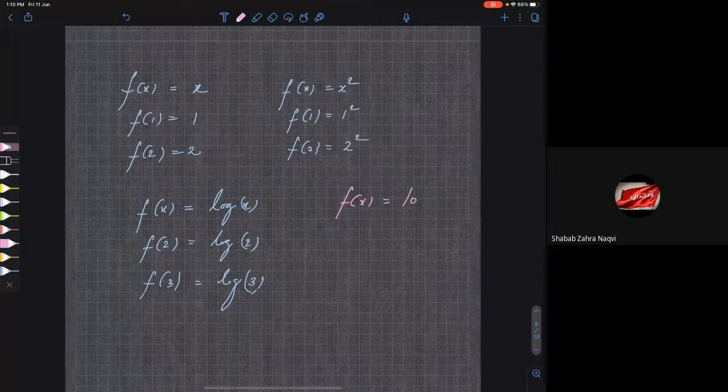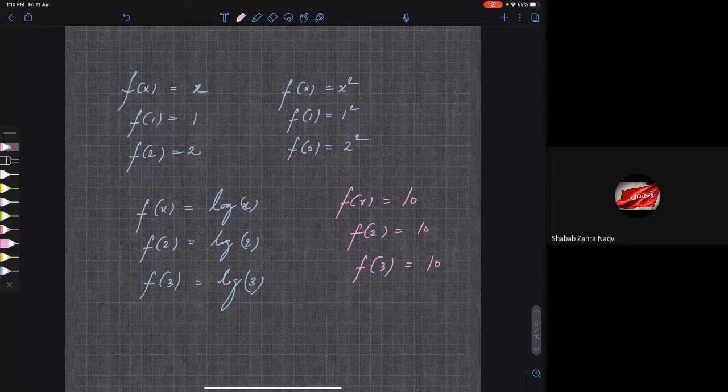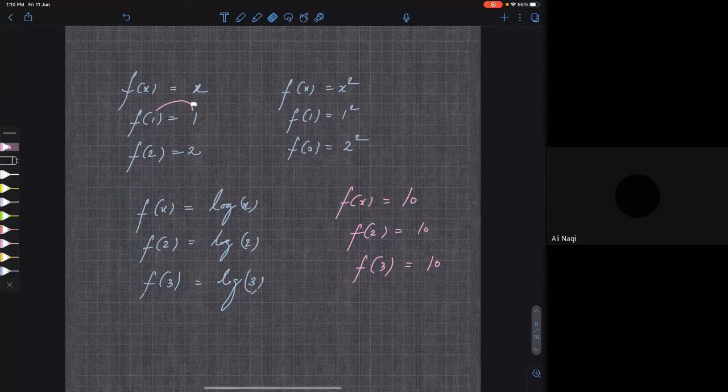If f of x is some constant like 10, it doesn't matter, right? What is f of 2? It is still 10. What is f of 3? It is still 10. Why? Because the value will not depend on x. Irrespective of x, it is always 10. The other values will depend on x. You're getting my point?